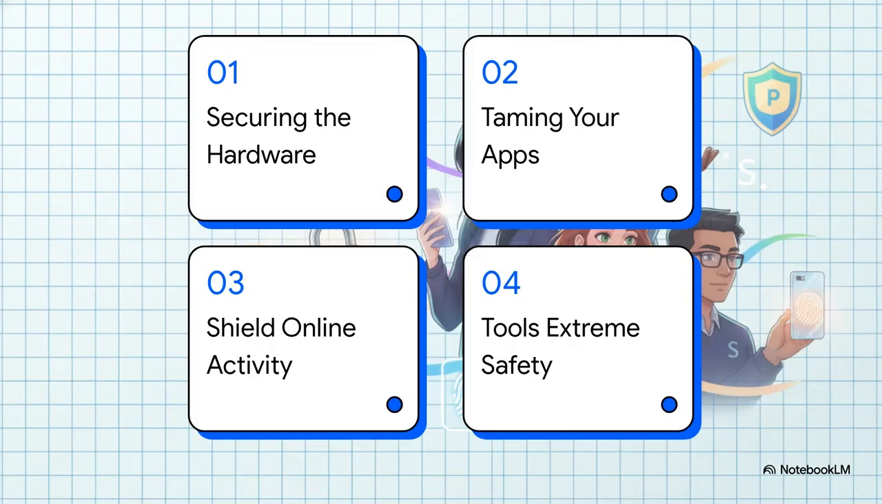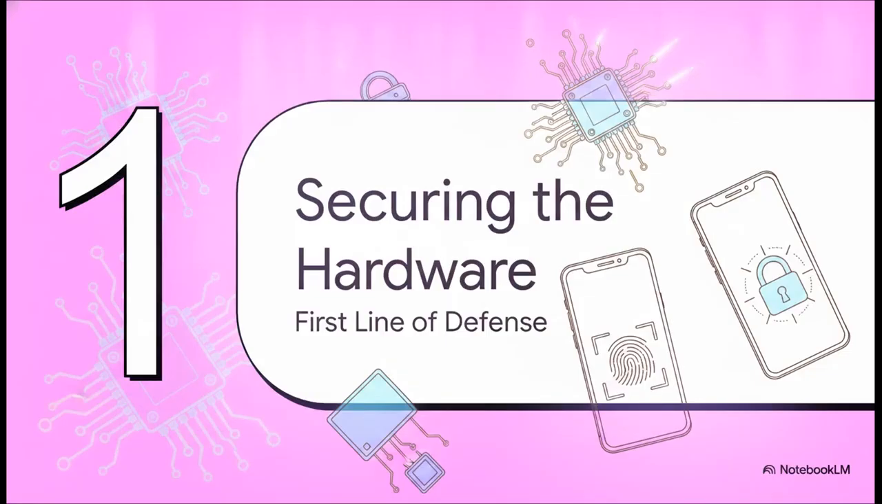Okay, let's dive into all this using a layered defense architecture. We'll be covering securing the hardware, taming your apps, shielding online activity, and finally, tools for extreme safety. Let's kick things off with Layer 1, securing the hardware. This is your very first line of defense.